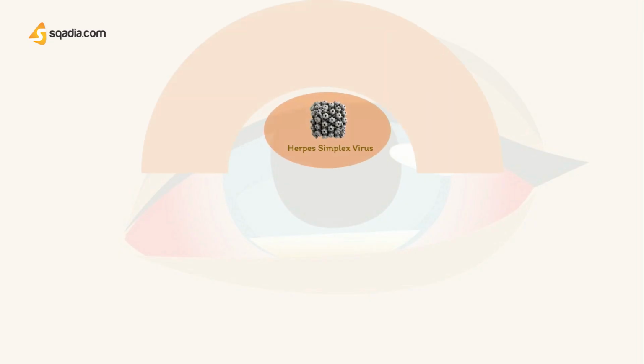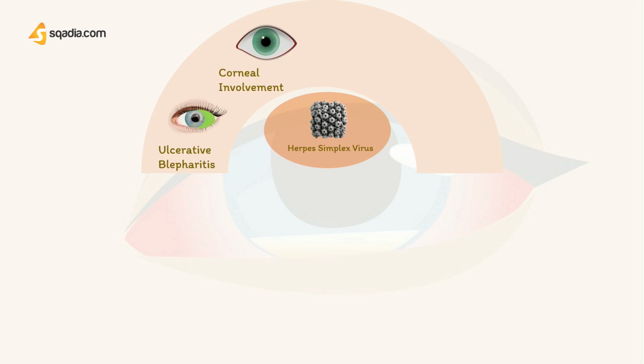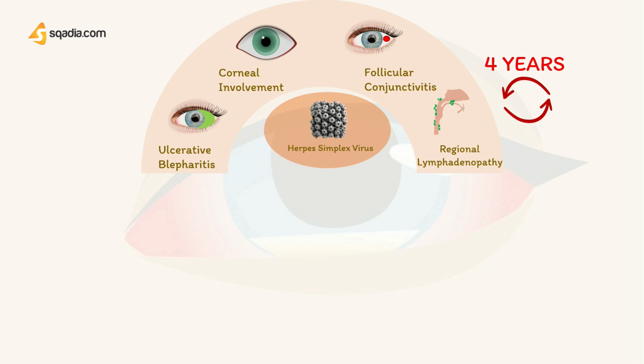Ocular infections with herpes simplex are the most common infectious cause of blindness in the developed countries. Herpes simplex virus may lead to ulcerative blepharitis, corneal involvement, follicular conjunctivitis, and regional lymphadenopathies. All of them have been discussed in the previous part of the video. Relapses can occur approximately every 4 years.